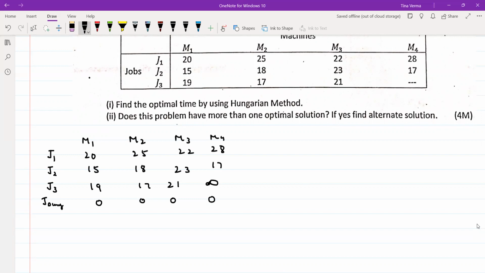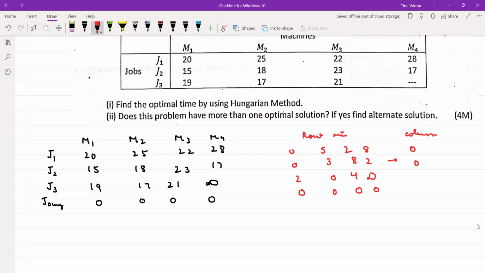I have to apply now my Hungarian method. Firstly, you have to do the row minima. Row minima means you have to consider the minimum element from each row. So this was coming out to be 0, 5, 2, 8, and this was 0, 3, 8, 2. This was coming out to be 2, 0, 4, infinity, and this is coming out to be 0, 0, 0, 0. This is my row minima. And then you have to go for the column minima.